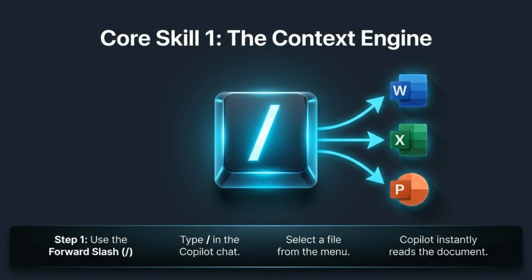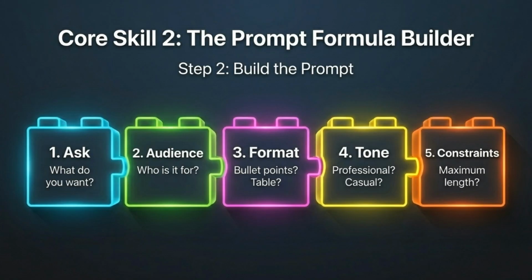Our first core skill is the context engine. Simply type a / in the Copilot chat to select your relevant files, allowing Copilot to instantly ingest and understand the content. Next, build your prompt using our 5-part formula. Define the goal, identify the audience, specify the format, set the desired tone, and establish your constraints.